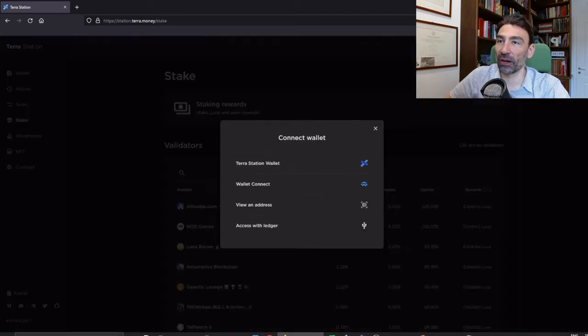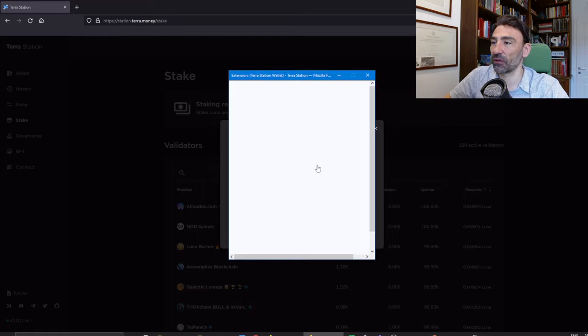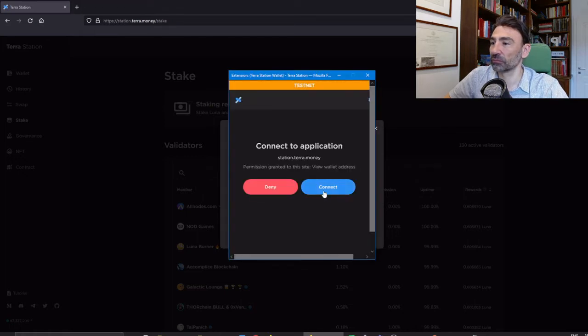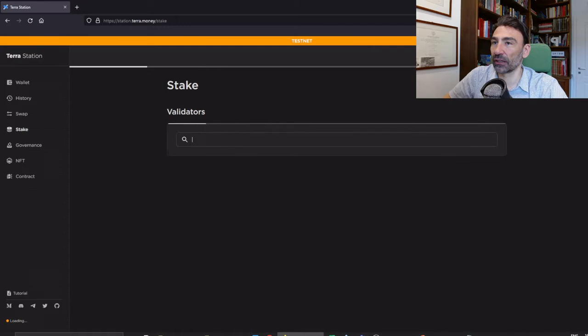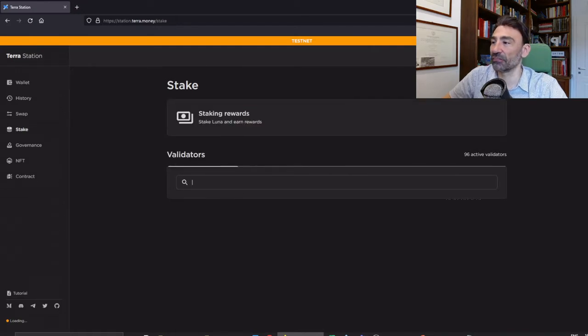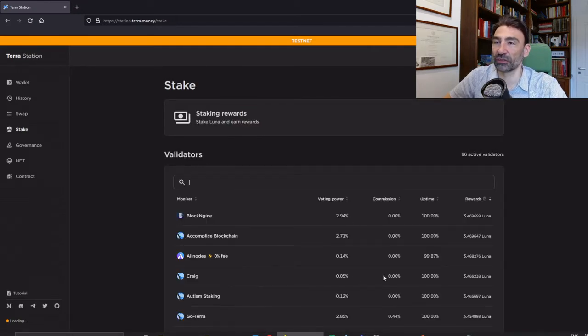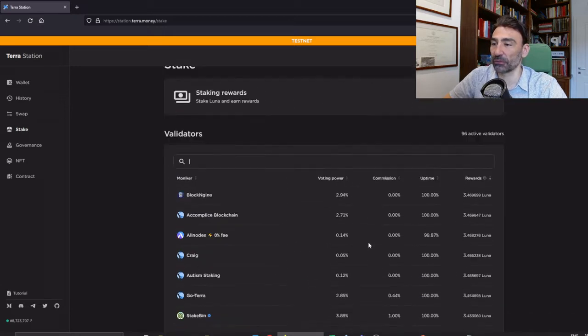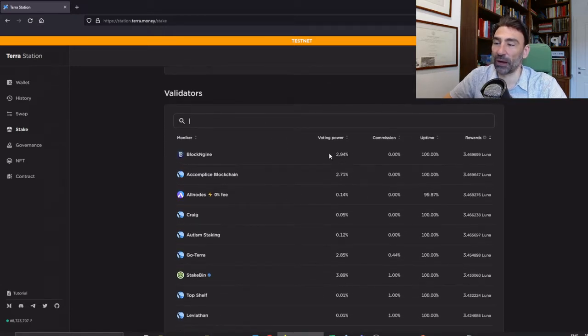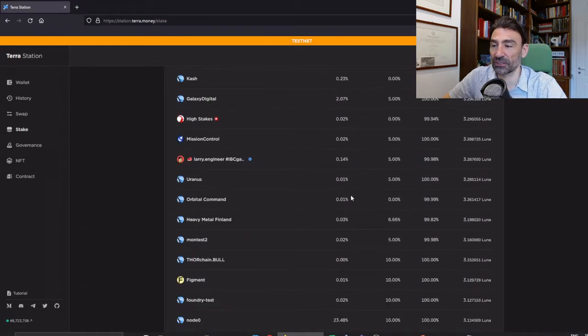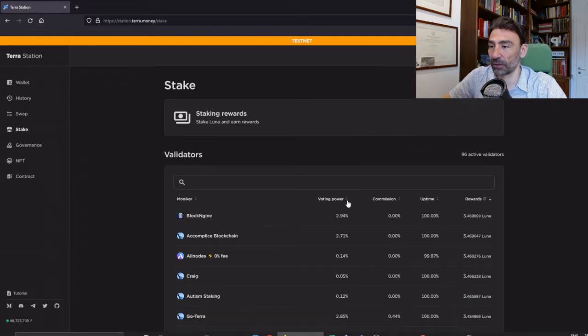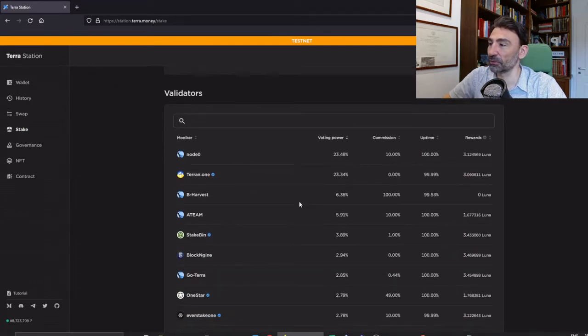I connect my wallet, the Terra Station wallet. Connect. Now it will realize that I don't have any money, but it will still show me all the validators. These are the validators for the Terra blockchain. This is the voting power, so how much money they own, and basically the probability that they are chosen. So Block Engine is chosen 3% of the time. You can sort them by voting power. Terran 1, 23% of the time.